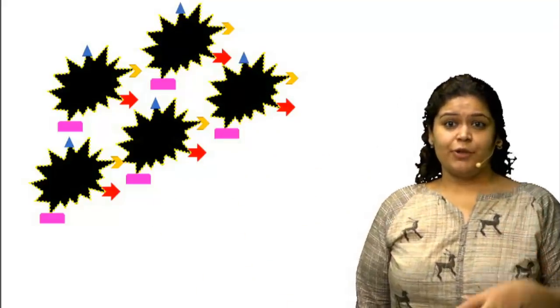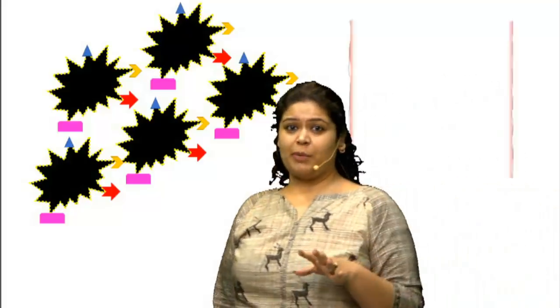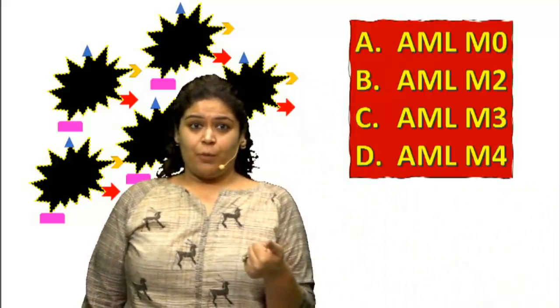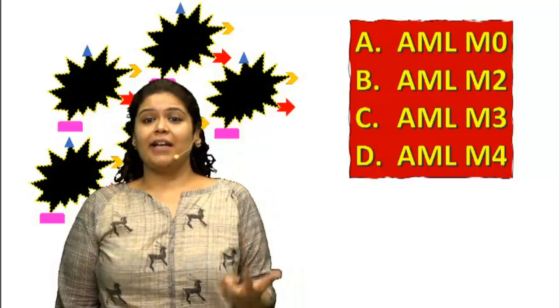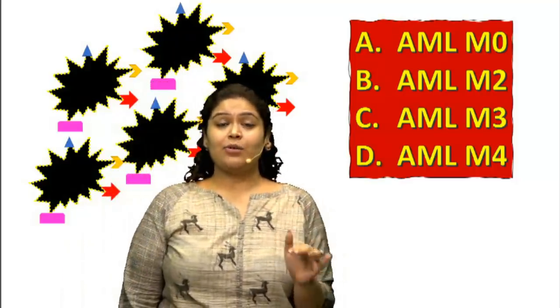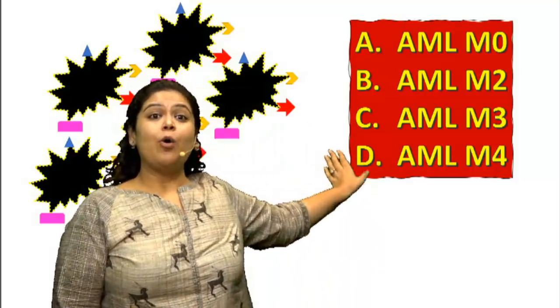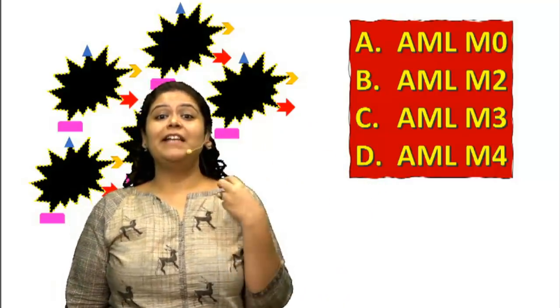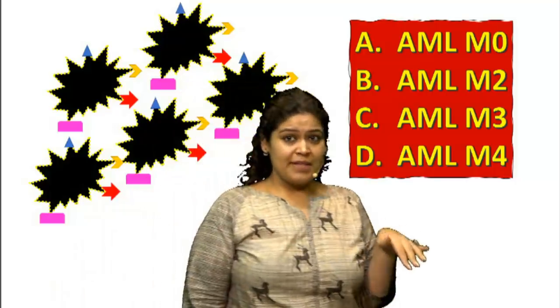This is a question for you. Now I'm going to give you 4 options. You have to rule out one by one. Is it AML M0? M0 is undifferentiated AML. Undifferentiated means it's not showing any lineage whatsoever. And the presence of MPO on these cells is a sign of lineage. So it is not M0.